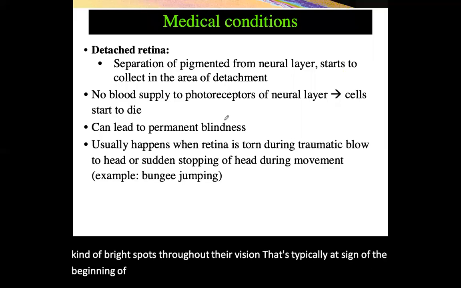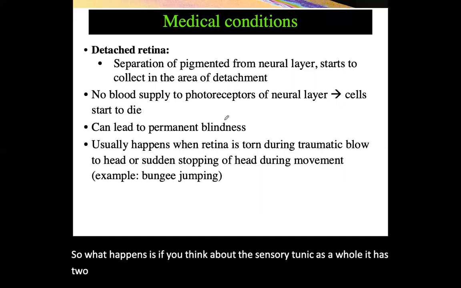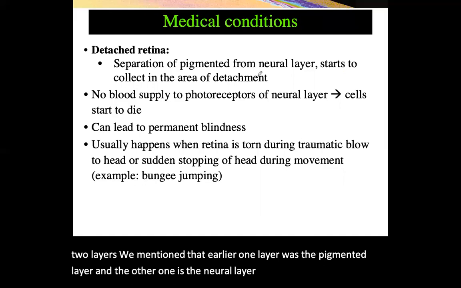So what happens is, if you think about the sensory tunic as a whole, it has two layers. We mentioned that earlier. One layer was the pigmented layer, and the other one is the neural layer, which is basically your photoreceptors.